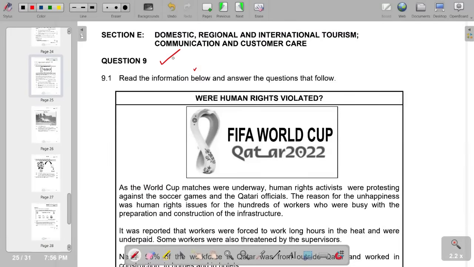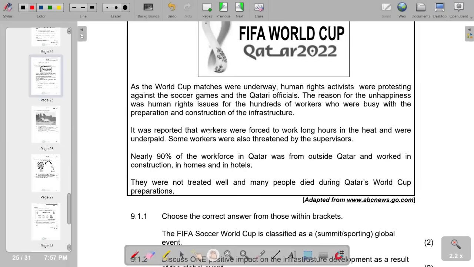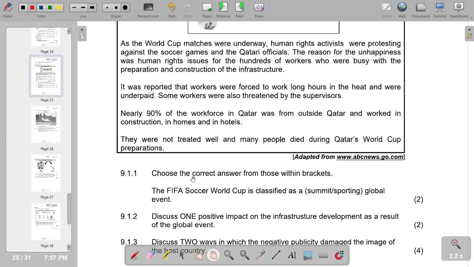Question 9 is on domestic, regional, and international tourism. So our question 9 reads, read the information below and answer the questions that follow. So you're given the information of where human rights are violated. So that's the headline that we have of the FIFA World Cup Qatar 2022. So you need to go through the information given. Then I believe that we've got the question part whereby it reads, choose the correct answer from those within brackets. So it reads, the FIFA Soccer World Cup is classified as a global event. So obviously this is a sporting event. So we say sporting global event.